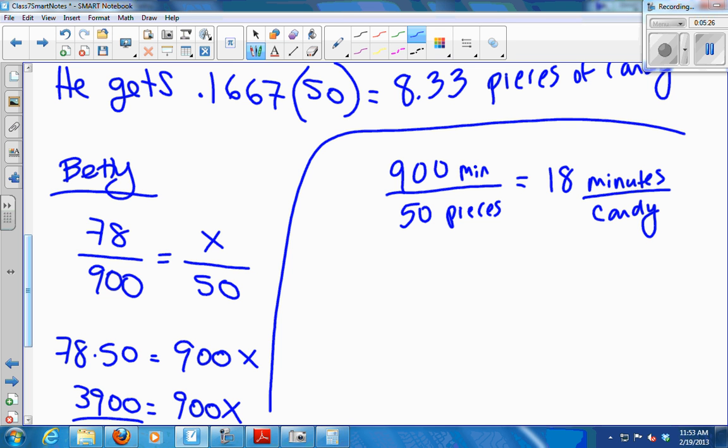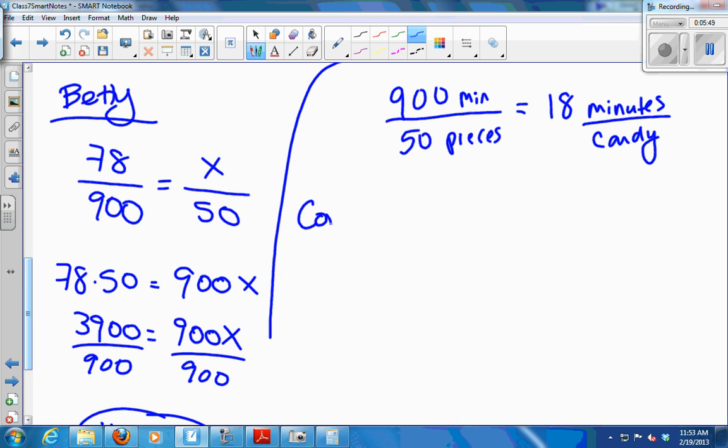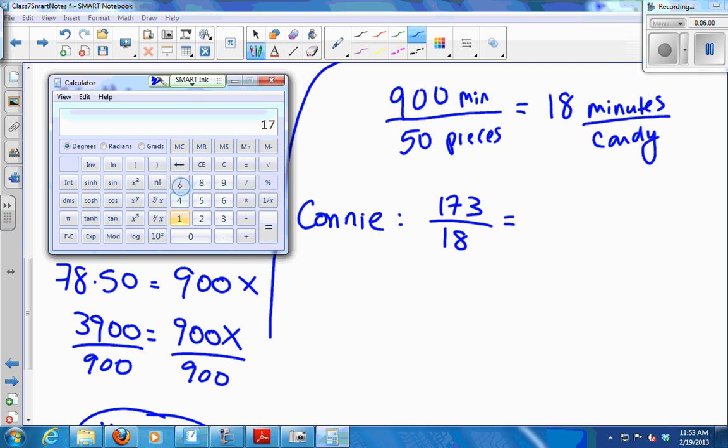So then you can take each child's minutes worked and figure out how many sets of 18 are in it. How do you figure out how many sets of 18 there are in a number? Divide. So the last three I can use this method for. Right? I'll just divide each number of minutes by 18. That's the number of pieces of candy they get. So let's see. Connie, we have 173. 173 divided by 18. Because for every 18 minutes, you get one piece of candy. 9.6.